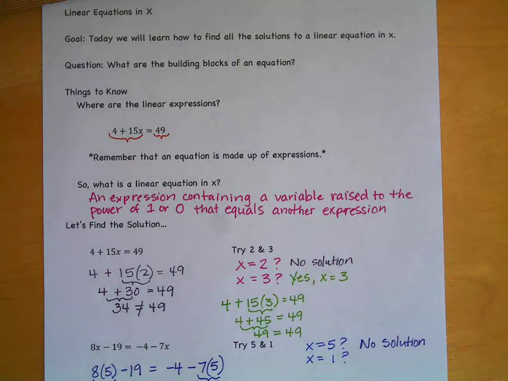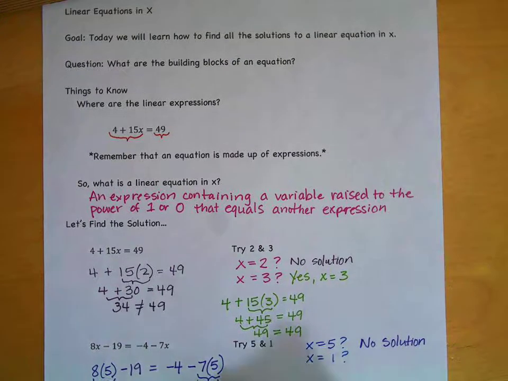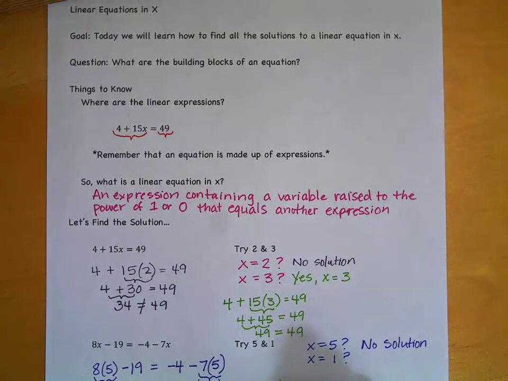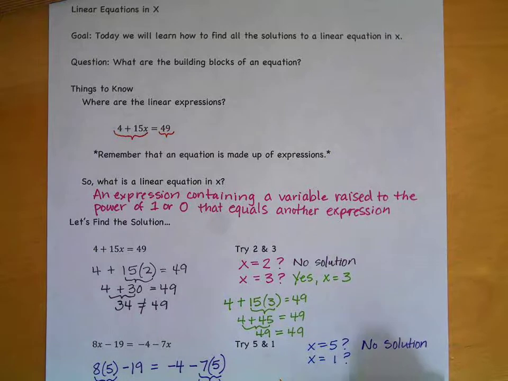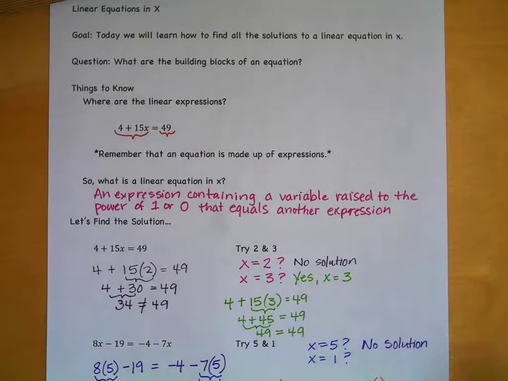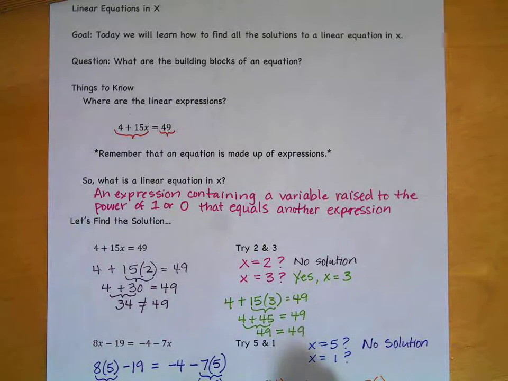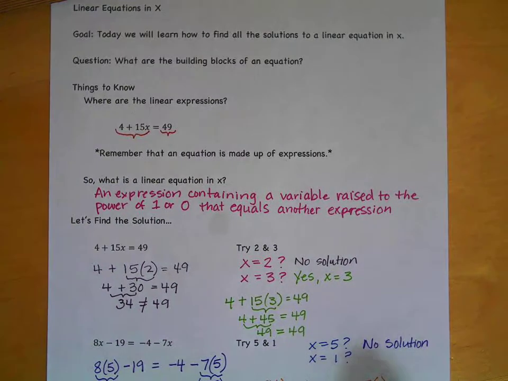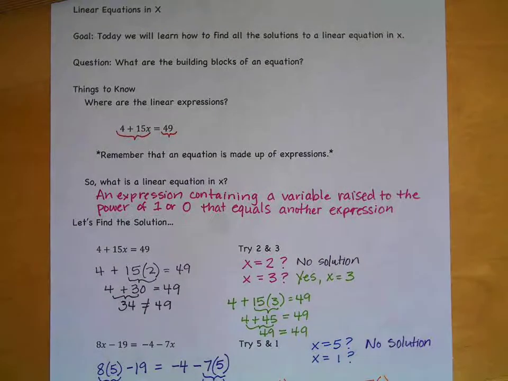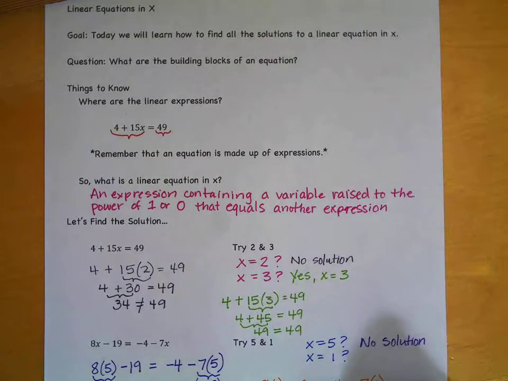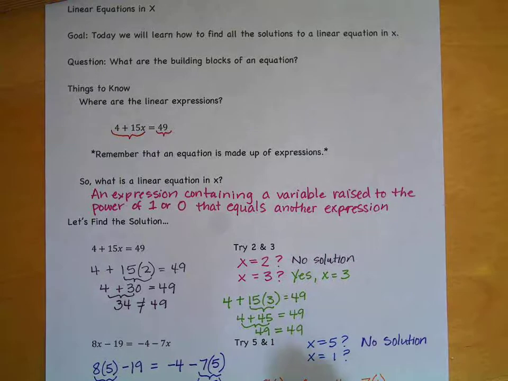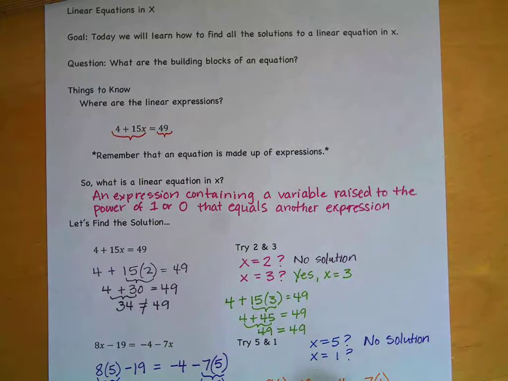Okay, now let's try the other one and see what we get. So it says to try it as 1, so we have 8 times 1 minus 19 is equal to negative 4 minus 7 times 1. So now we have 8 times 1 equals 8, minus 19, equals negative 4 minus 7 times 1, which is 7. Then we remember that subtraction is the same as adding the opposite. So we'll go ahead and do that.